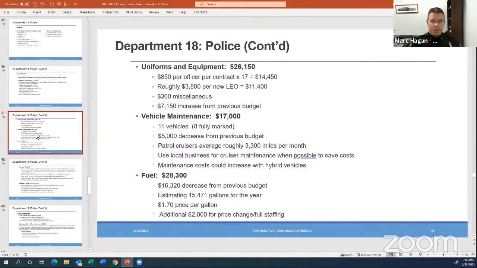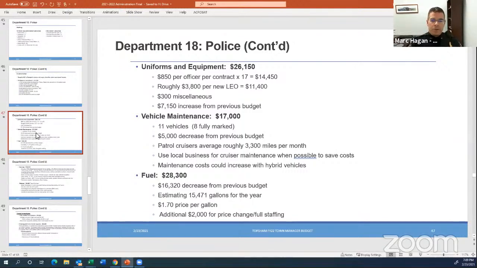We'll have to watch it if we do go with the hybrid. The reason being, if people are wondering why the cost is, we probably won't be able to use our local mechanic to work on a hybrid, and it'll probably have to go just to the dealer, and there's going to be obvious cost increase there.